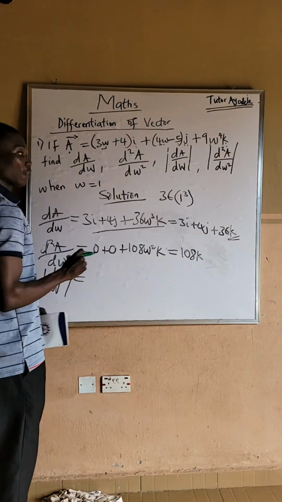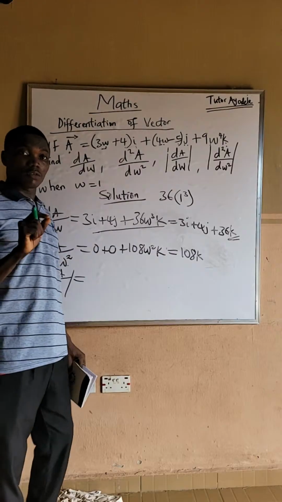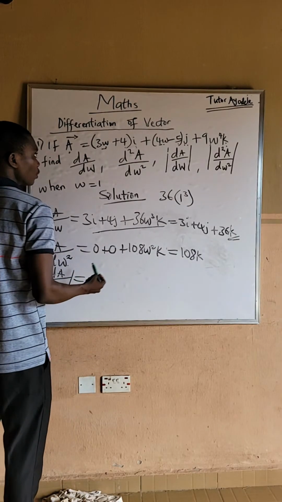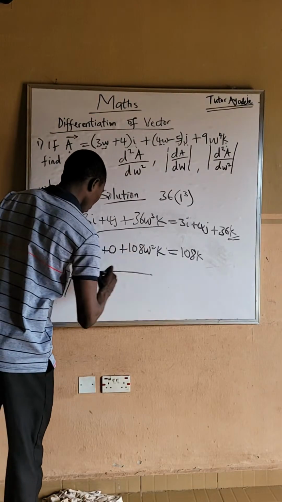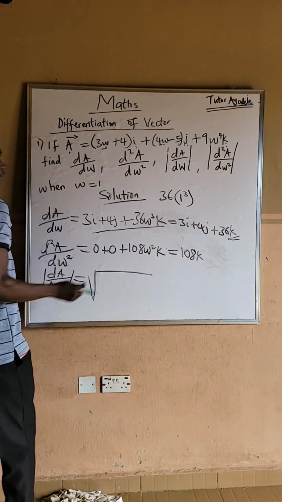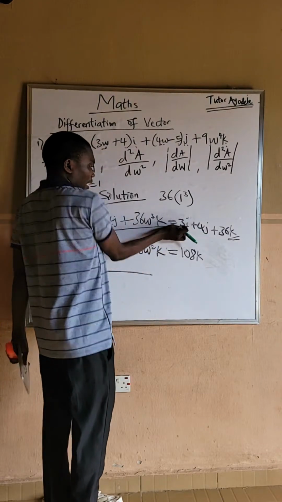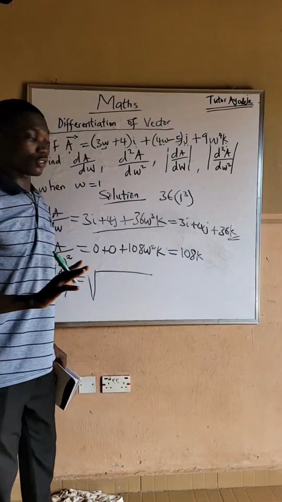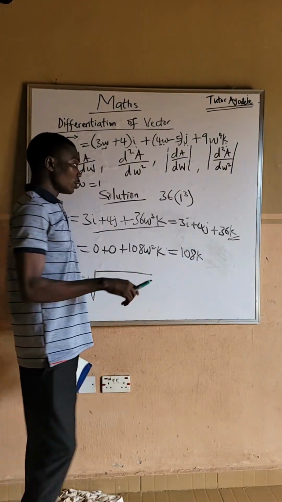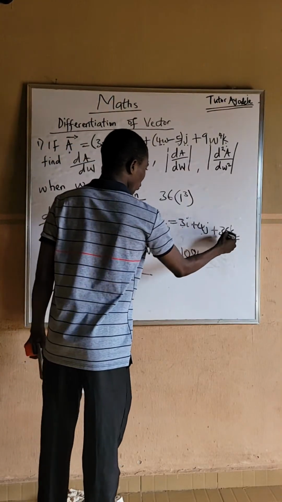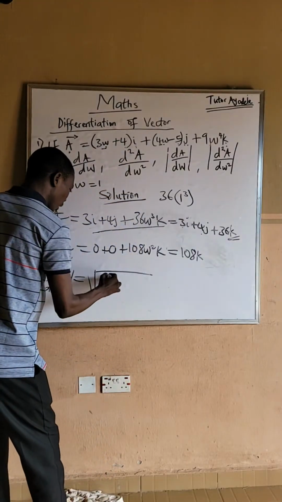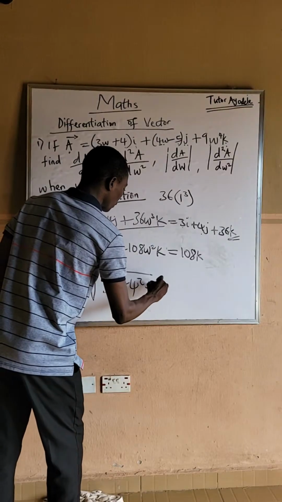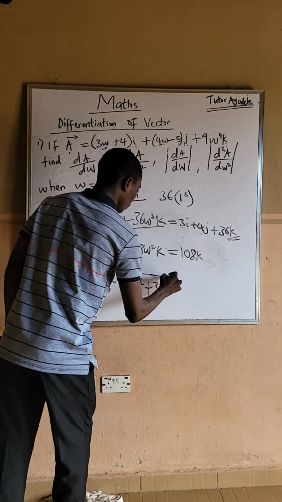equals to. Now, if you have any questions, you can drop it in the comments. Okay? So, we find the square root of 3 squared plus 4 squared plus 36 squared. That is how to find the magnitude. The magnitude of this square plus this square plus this square. And that will be 3 squared plus 4 squared plus 36 squared.